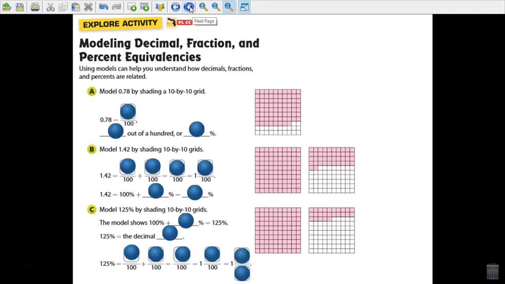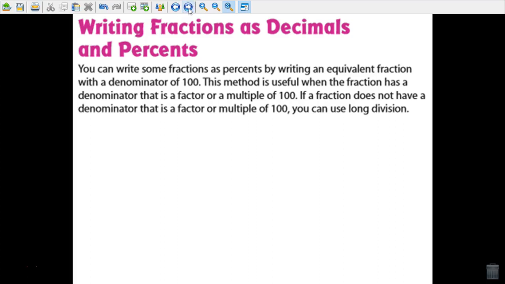Not really using models, gonna skip this. All right, writing fractions as decimals and percents. You can write some fractions as percents by writing an equivalent fraction with a denominator of 100. Underline that or write that down if you don't have the packet. This method is useful when the fraction has a denominator that is a factor or a multiple of 100. If a fraction does not, you can use long division.